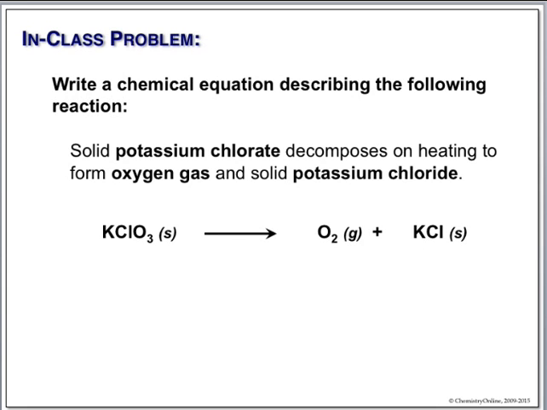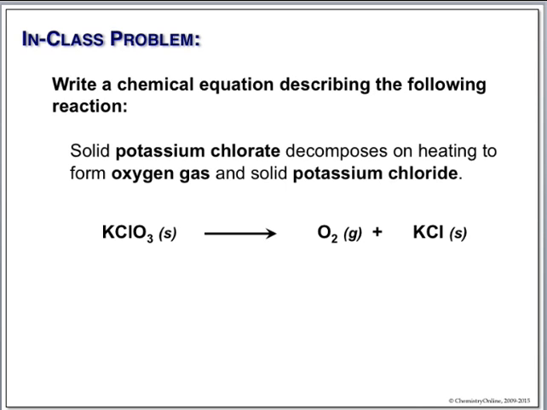Potassium chlorate is KClO3. We'll learn this in the next chapter. 1 potassium, 1 chlorine, and 3 oxygens. It's a solid. When we heat it up, it decomposes, and it forms oxygen gas and potassium chloride. Now once again, as we look at this, we see this is not balanced. We have 1 potassium, 1 chlorine, that works fine, but we have 3 oxygens, and here we have 2.